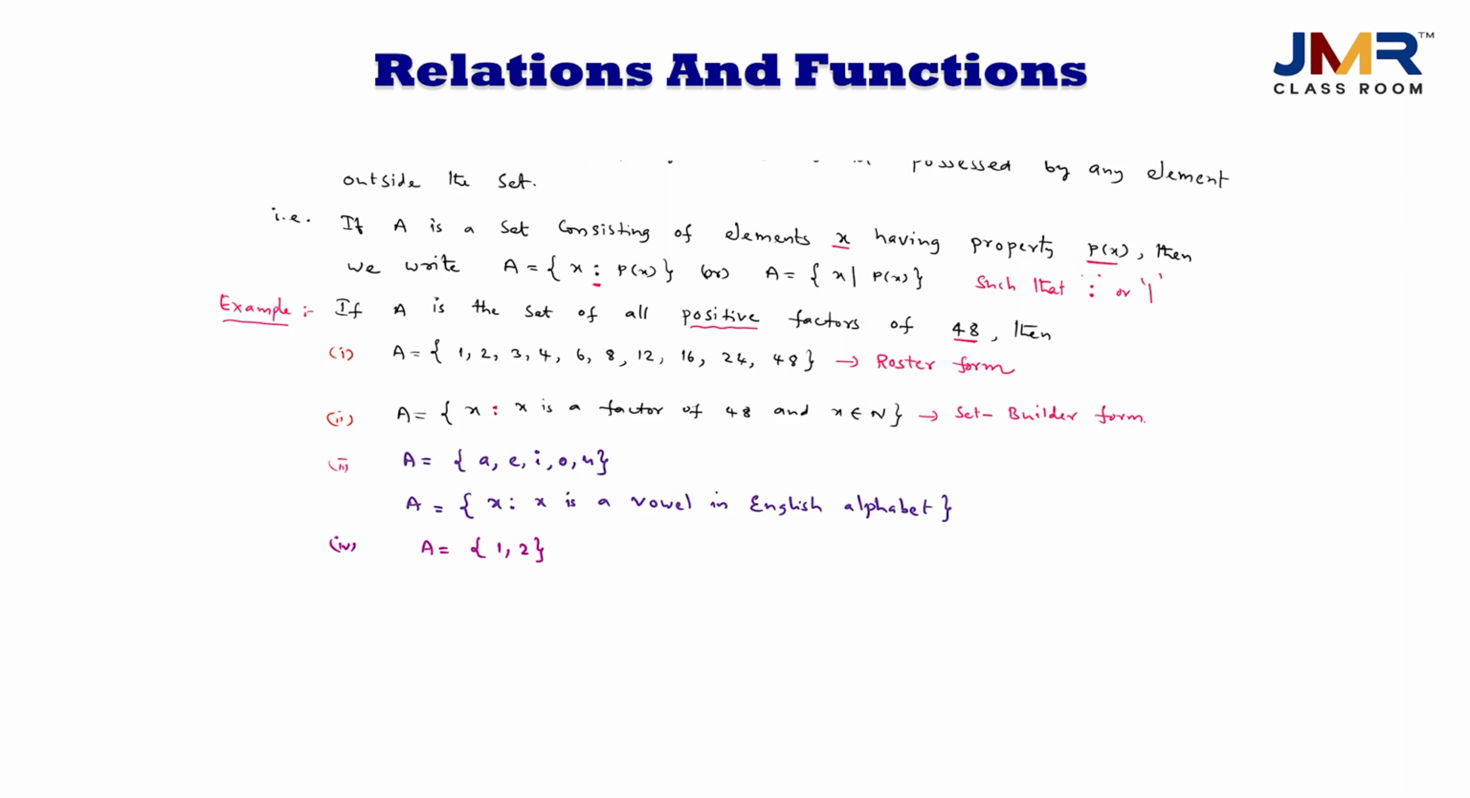The same, if you want to write in set builder form, A = {x such that x is a solution of the quadratic equation x² − 3x + 2 = 0}. If you solve x² − 3x + 2 = 0, what are the solutions of x? Factorize: (x − 1)(x − 2) = 0, by splitting the middle term. So x equals the same elements, 1 and 2.